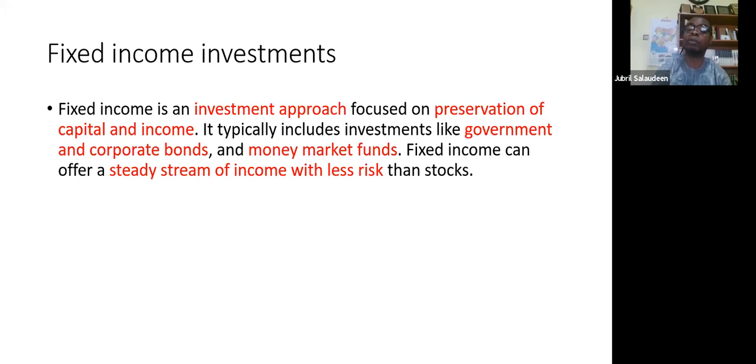So fixed income respects government and corporate bonds, money market funds, and it offers steady stream of income with less risk. So the risk appetite of people who normally go into fixed income, Islamic fixed income investment is usually low. They have low risk appetite.